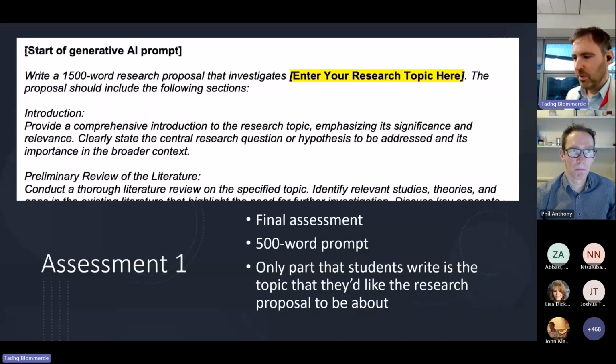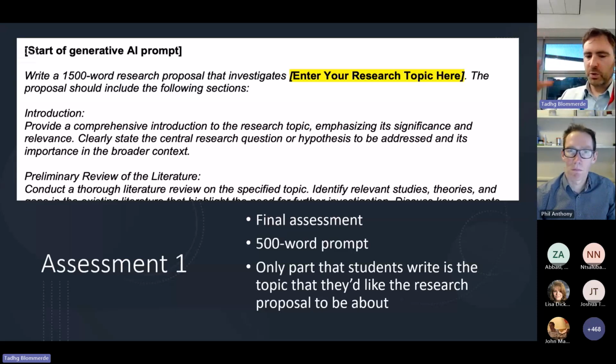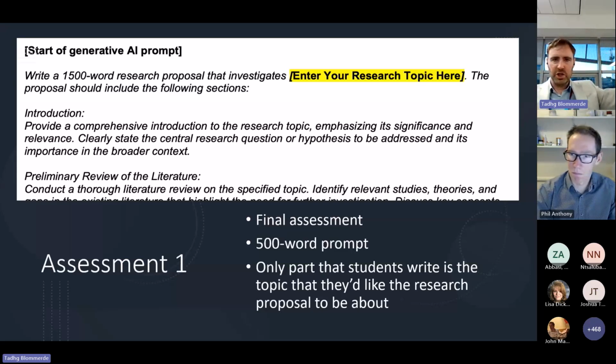So this all helped build towards the final assessment for the module, where students used a 500-word prompt that I gave to them, which would write a research proposal. The only part of the prompt that they would change is what they wanted the topic of the research proposal to be. So students could enter whatever they wanted.